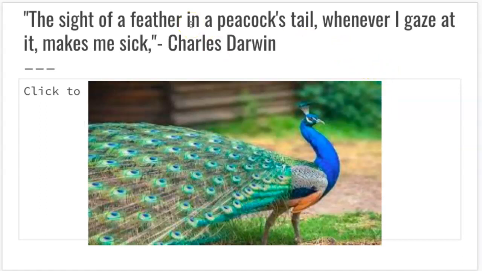Charles Darwin, in The Origin of Species, wrote that the sight of a feather in a peacock's tail, whenever I gaze at it, makes me sick. You've all seen pictures of peacocks, in nature documentaries or at the zoo. They have these huge, gorgeous tails, right? In nature, this would slow them down. It would make them much more susceptible to predators. They do not run as fast, they cannot fly, right? So you would think that this would be selected against because it reduces their probability of survival and then reproduction. Now, what we think the reason is for these large peacock tail feathers is called sexual selection.